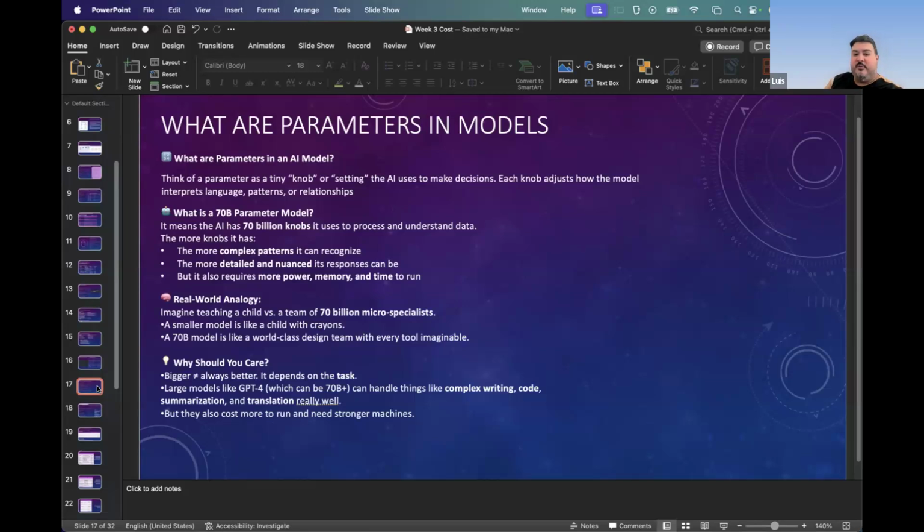Larger models like GPT-4o, I said it was 405, but we're assuming 70B because, again, OpenAI hides how many parameters are in their models. They can handle things like complex writing, code, and summarization really well, but they also cost more to run and need stronger machines.